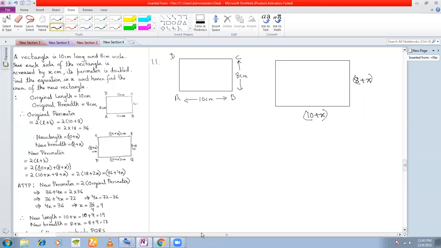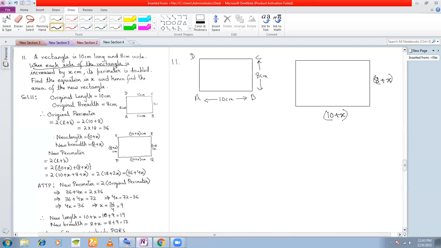Why? Because in the question it is written here, when each side of the rectangle is increased by x. That means from the first rectangle, I increase the length by x and the breadth by x. Let's call this rectangle PQRS. Now when I increase the length and the breadth of the rectangle by x, the perimeter of the new rectangle is double that of this rectangle. From this we want to find the value of x, and also we need to find the area of this new rectangle that we have formed, PQRS.